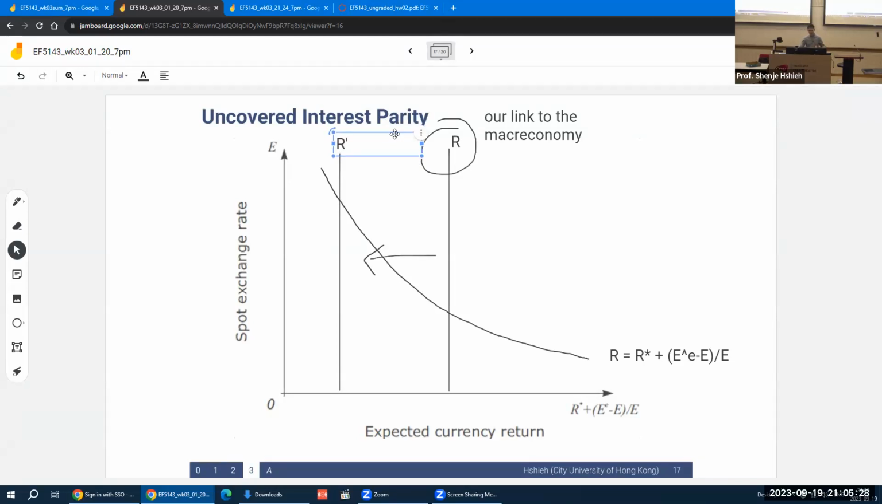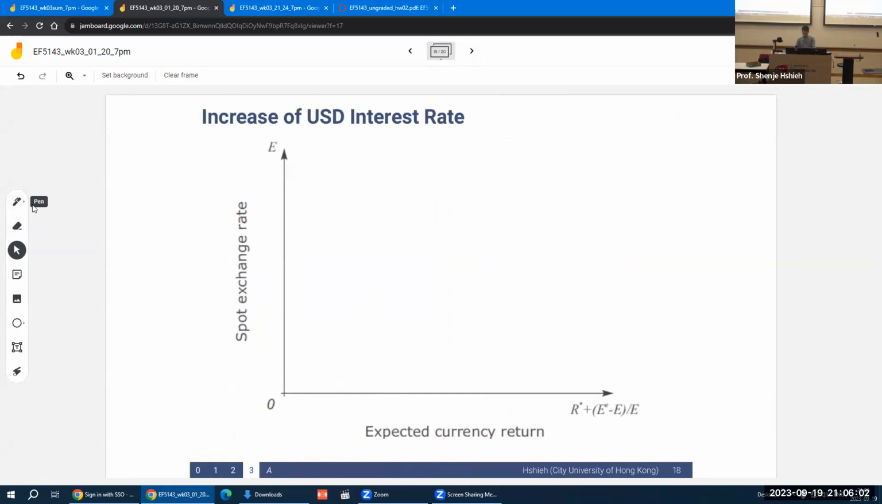If it goes down, you should expect domestic what? Going from this point here to a higher E, and we all know higher E means depreciation, right? Depreciation, domestic depreciation. All right, so that's actually the next slide. So let's go through that together, and let me give you the intuition how that works.